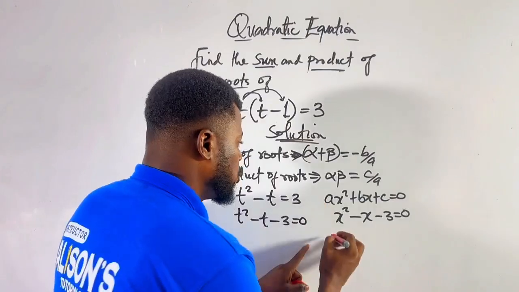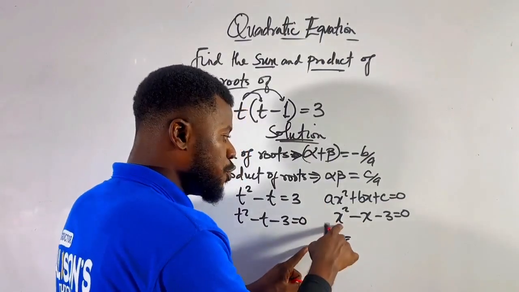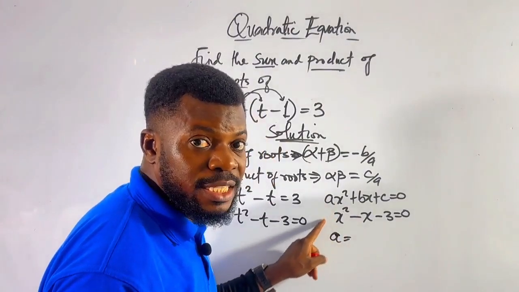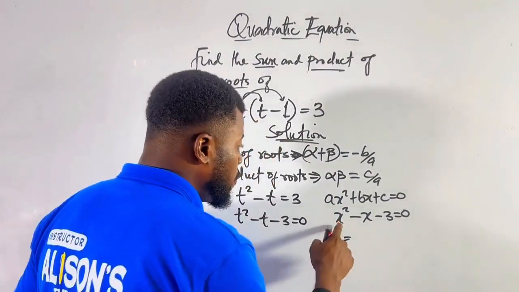Now be a for this one. So a here will be equal to, what is the coefficient of this one? Now 1. People don't know say now 1. If you don't see anything, 1 there no be 0. The coefficient of this s squared now 1.